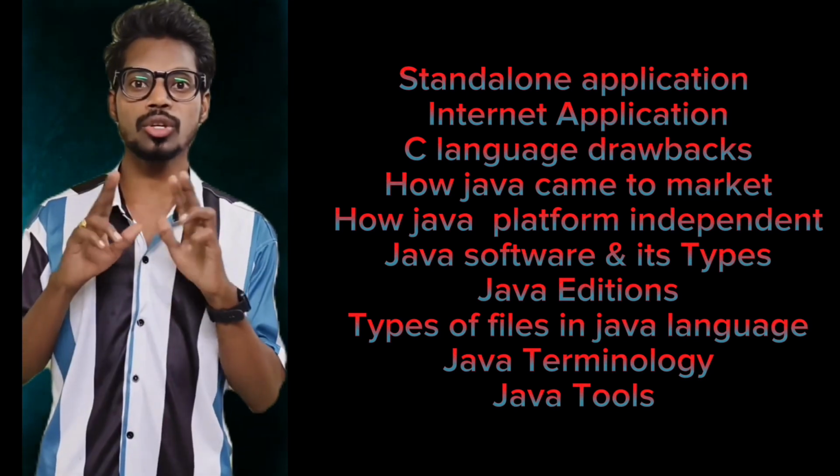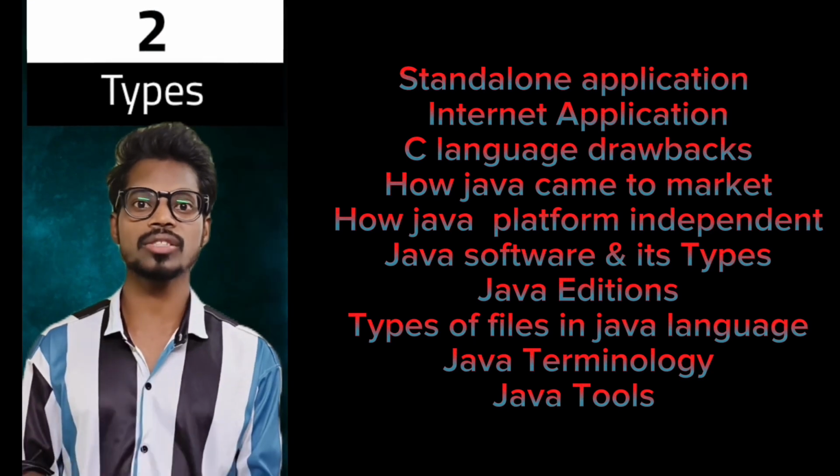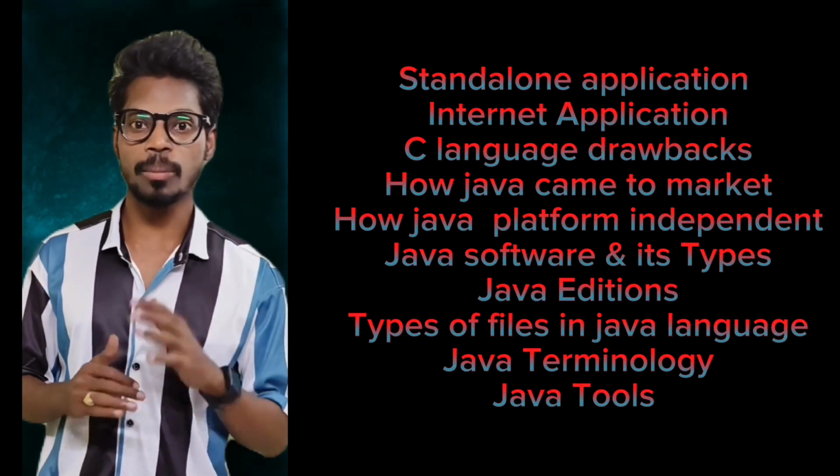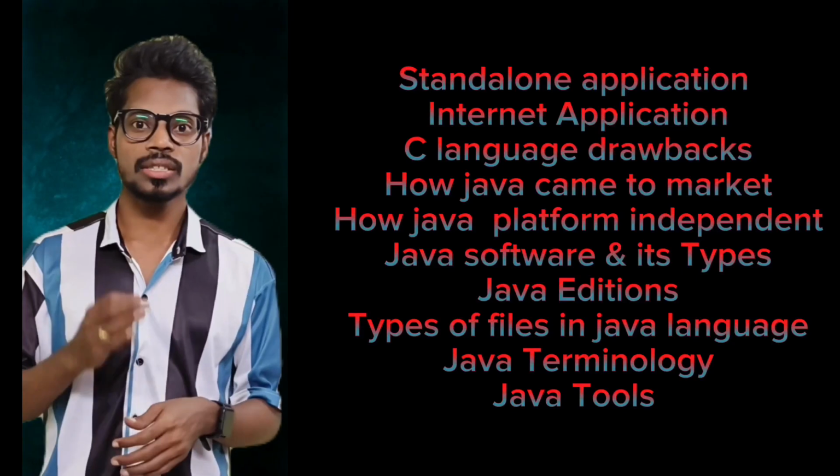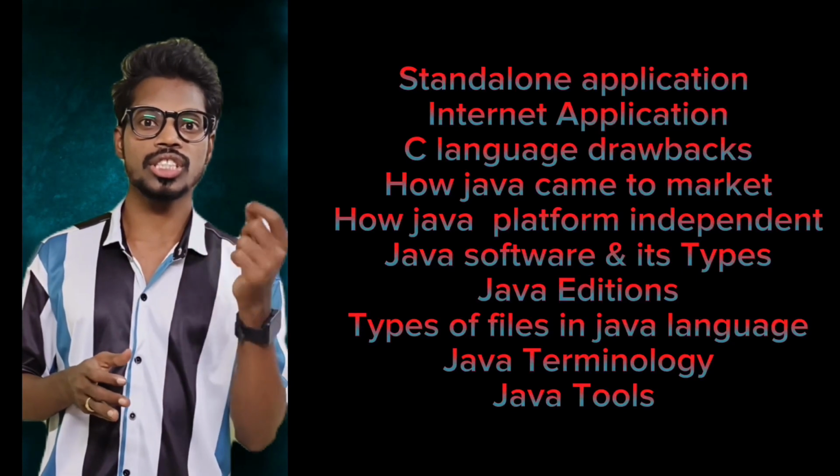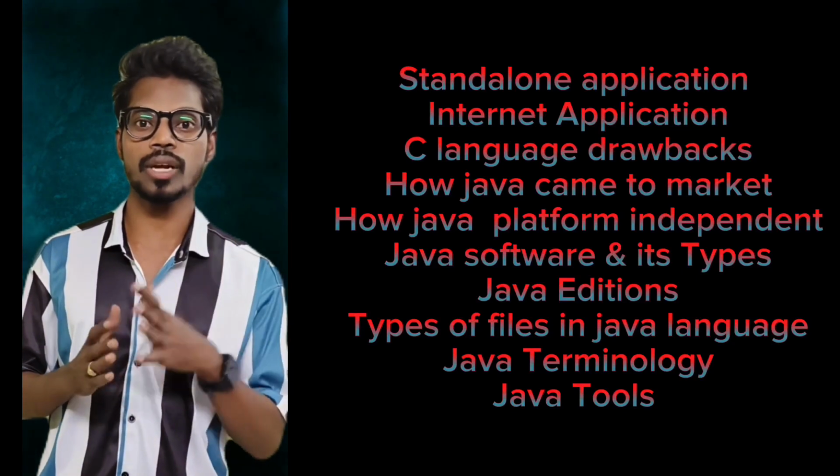So that's why there are two types of tools available in Java language. One is javac for Java compiler software purpose. Another one is java, that is for JVM software purpose in order to execute your application.